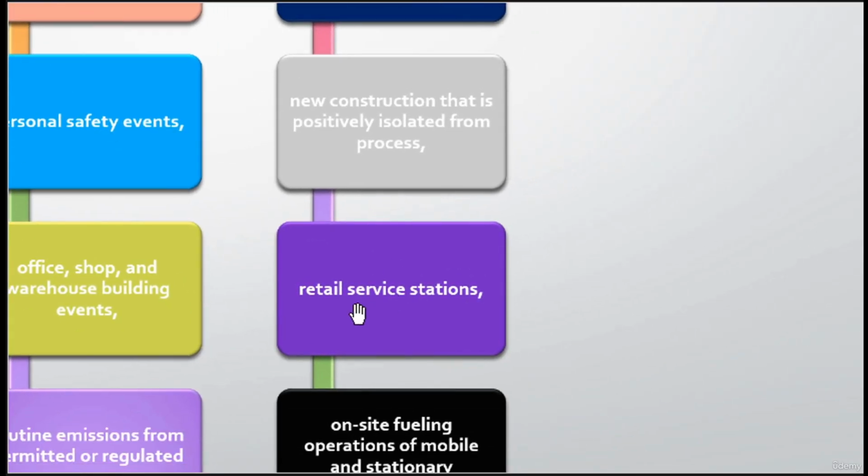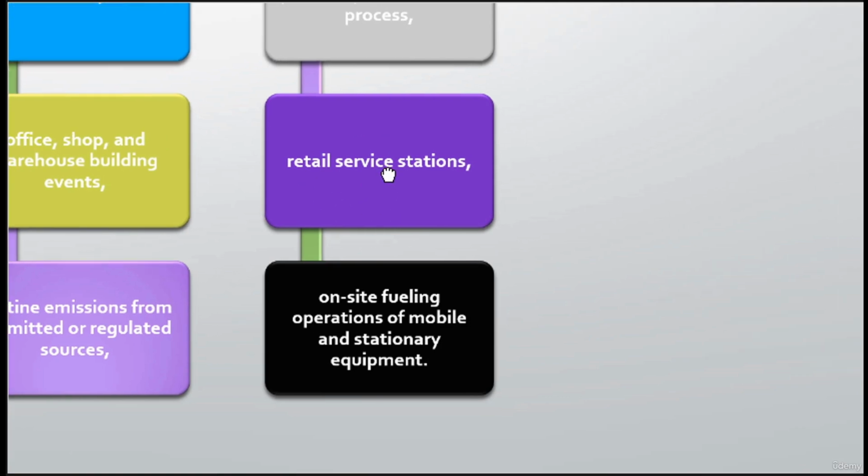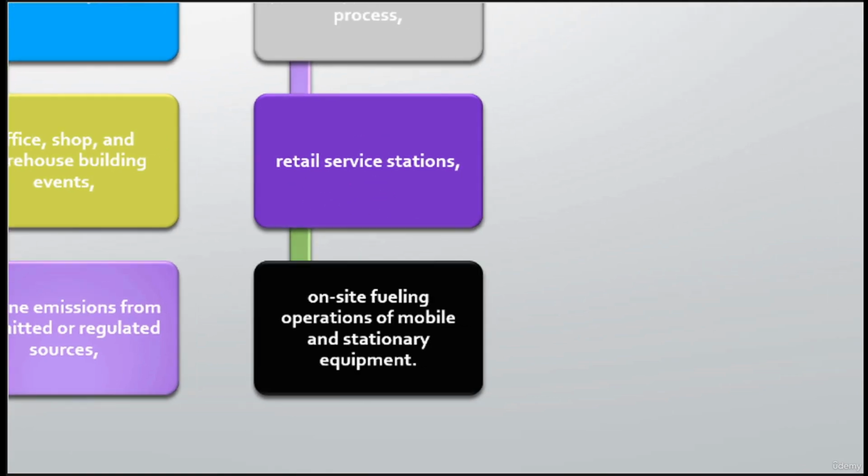Okay. Number 11 will be the retail service stations. If you recall, this was also an exception from the OSHA PSM standard. And the last one will be the on-site fueling operations of mobile and stationary equipment. An example for that would be the pickup trucks, diesel generators, and heavy equipment.